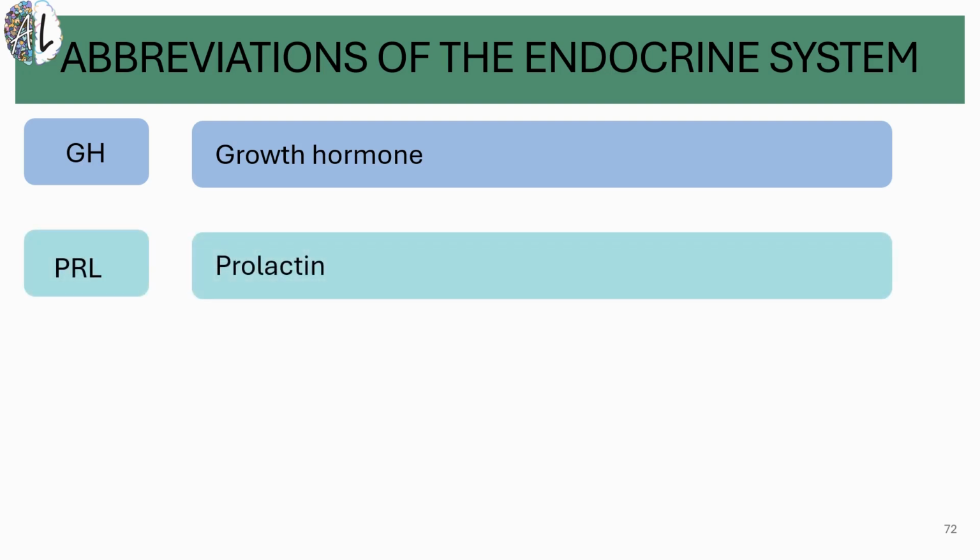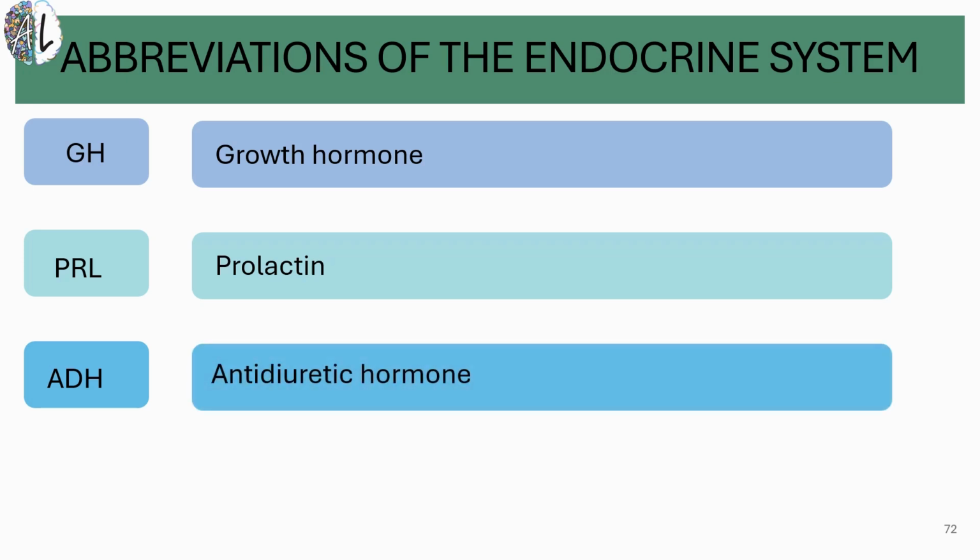PRL stands for prolactin. This is related to childbirth. We're not going to go into details here, but just so you have a general idea of what it does. Next up is ADH. ADH stands for anti-diuretic hormone, and this is the one that helps keep you hydrated inside of your body. So ADH stands for anti-diuretic hormone.